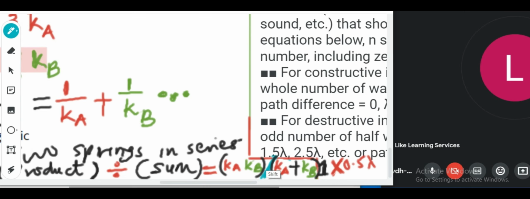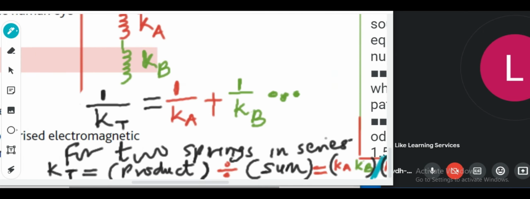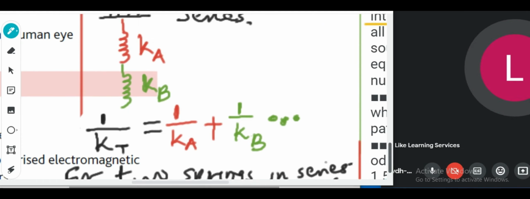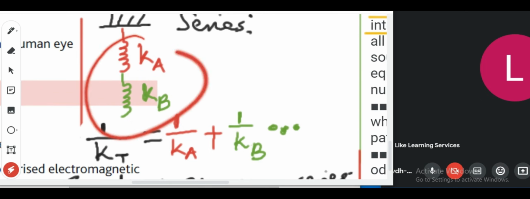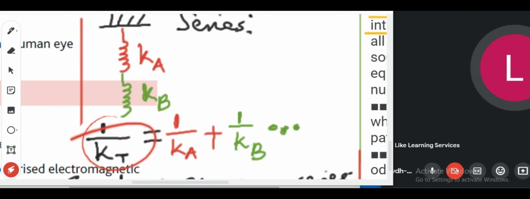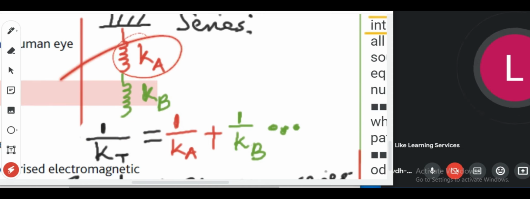Alright, so that's what we do for springs in series. And if you notice, when springs are connected in series, the total spring constant will always be smaller than the smallest of the spring constants.